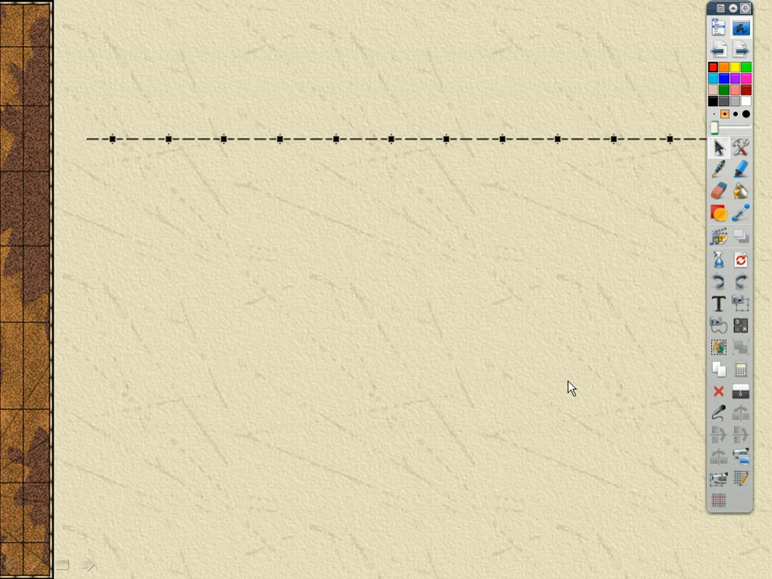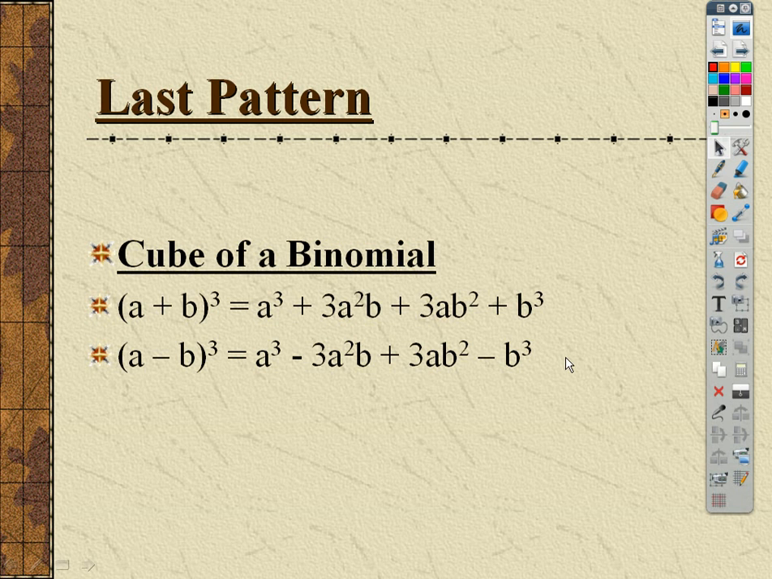Okay, what about this pattern? Cube of a binomial. And once again, you only have to know the top one. Bottom one you get for free. All you have to do to get the bottom one is just substitute negative b for b in the top equation, and you get the bottom one for free. Now, how does this one work? Well, you got to memorize it, but I'll show you there's a pattern here that you may not have seen at first.